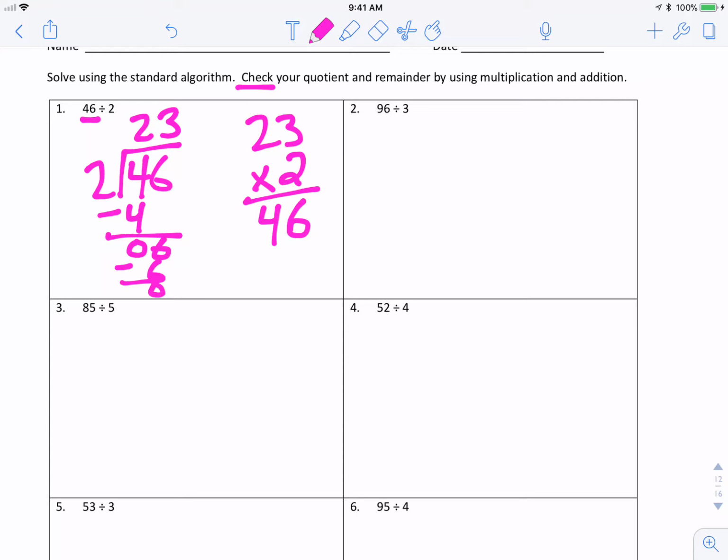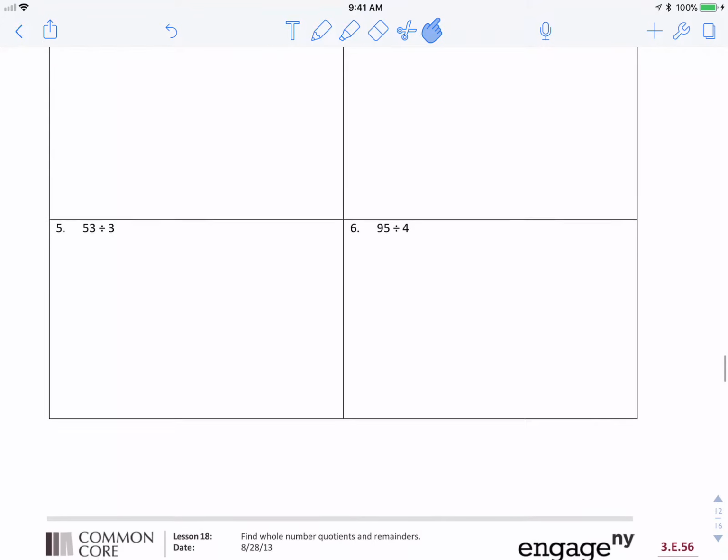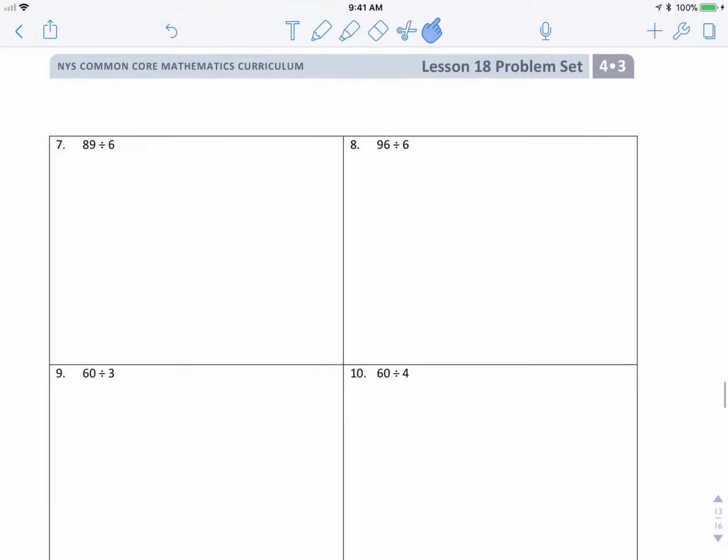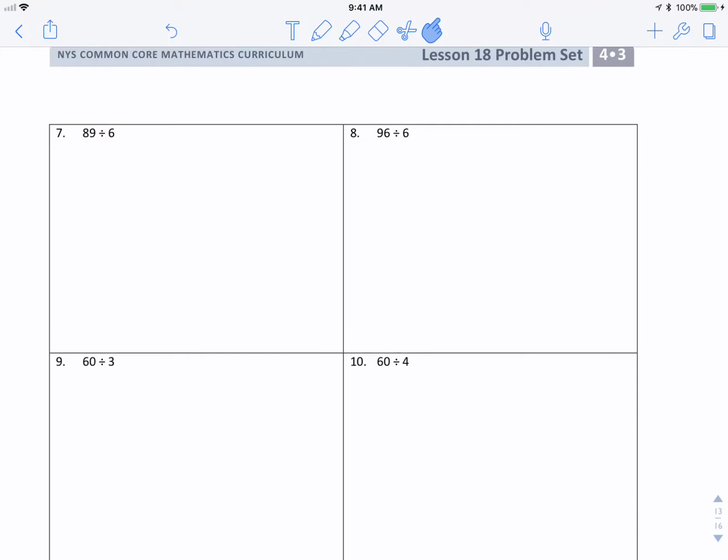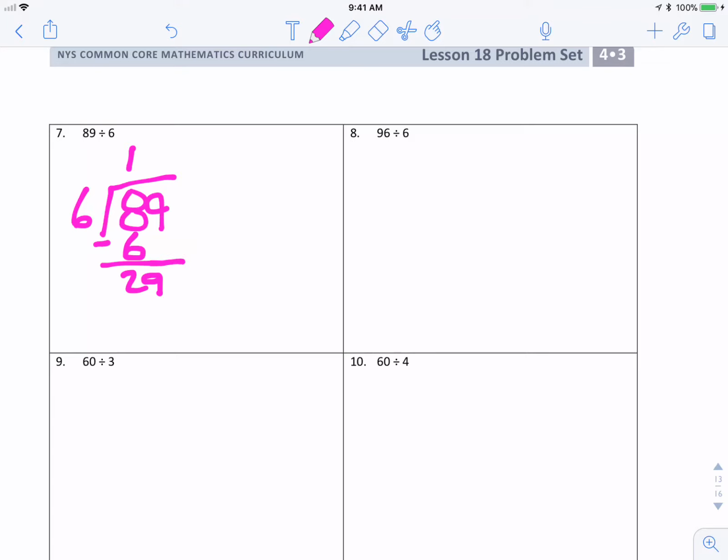Now don't forget, let me find one real fast that might have a remainder. Okay, let's do 89 divided by 6. 6 goes into 8 one time. 1 times 6 is 6. Subtract, 2, bring down the 9. 6 goes into 29, 4 times. 4 times 6 is 24. So we have a remainder of 5.